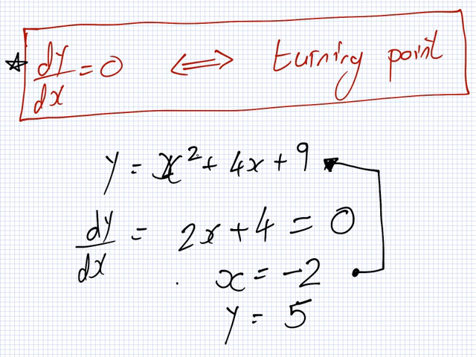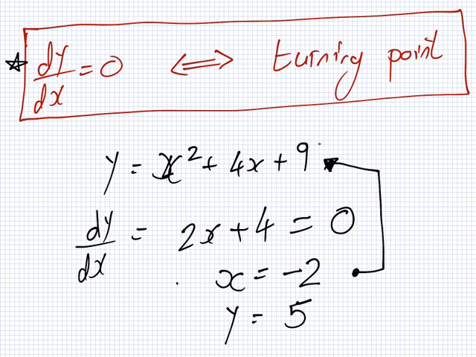-2 squared is 4. 4 times -2 is -8. 4 minus 8 is -4, plus 9, which is 5. Thank you. Okay. Can I go on to another example?